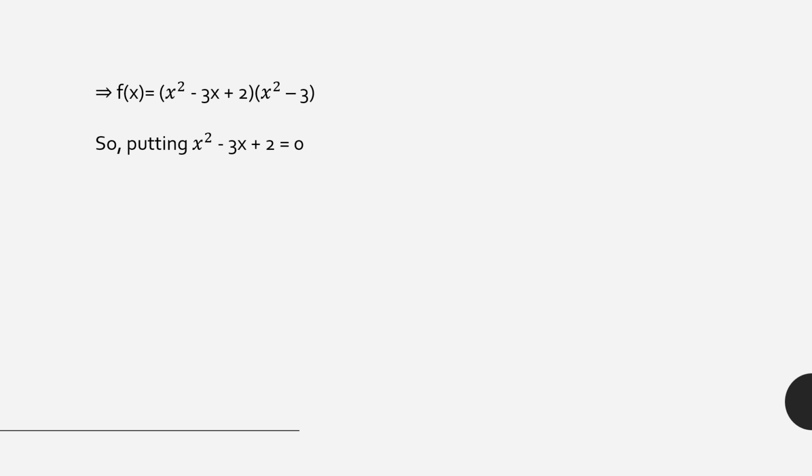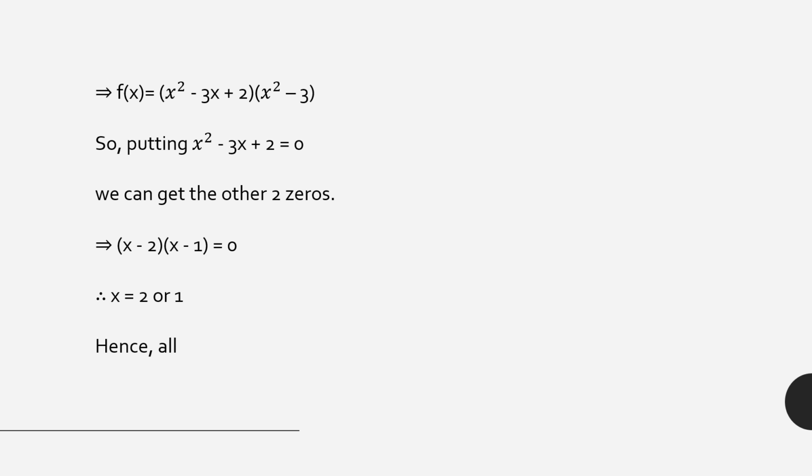I can factorize x square minus 3x plus 2 in terms of x minus 2 into x minus 1. Then the product is 0, so I get the other two zeros as either 2 or 1. So finally I got all the four zeros, that is 1, 2, minus root 3 and plus root 3.